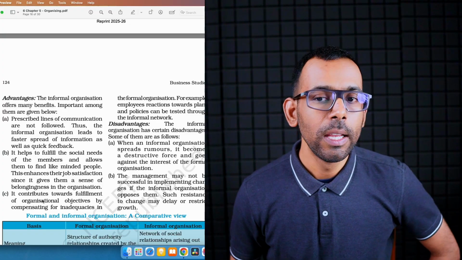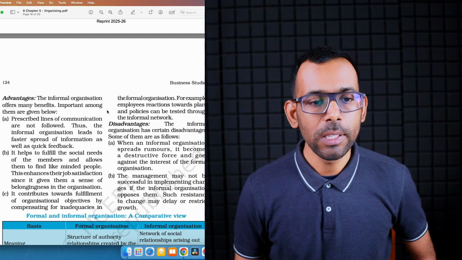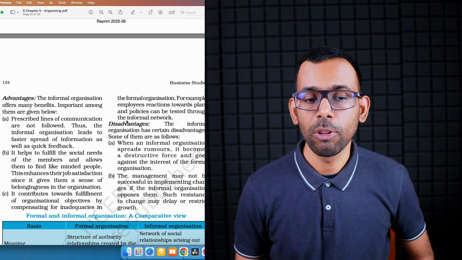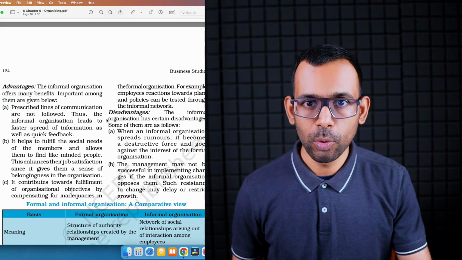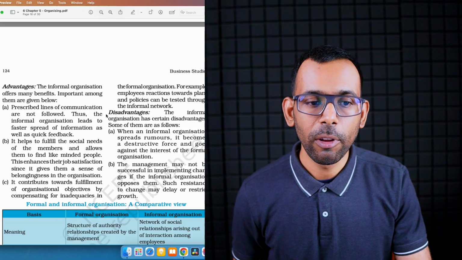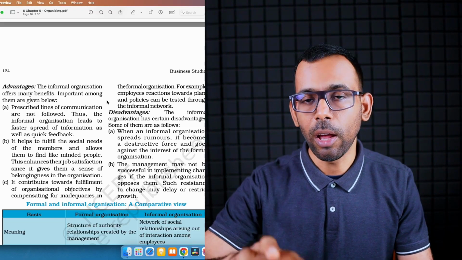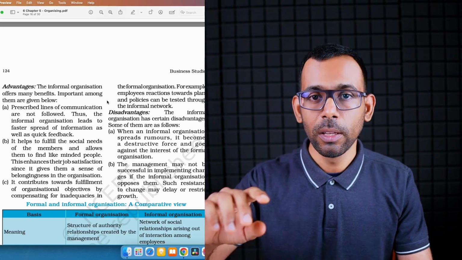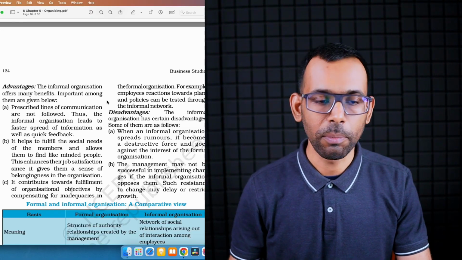The third point is it contributes towards fulfillment of organizational objectives by compensating for inadequacies in the formal organization. For example, employees' reaction towards plans and policies can be tested through the informal network. If a company wants to come up with a totally new type of incentive scheme or leave policy, HR will not directly announce it by email across the organization. They will definitely not formalize it immediately. Step one will never be the official announcement. The official announcement will always be the final step.